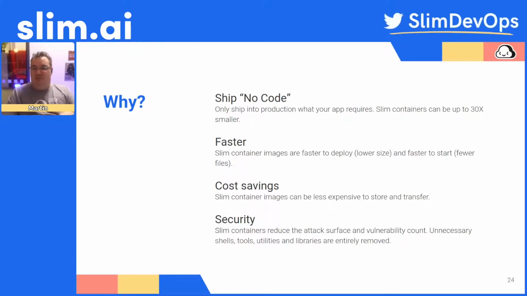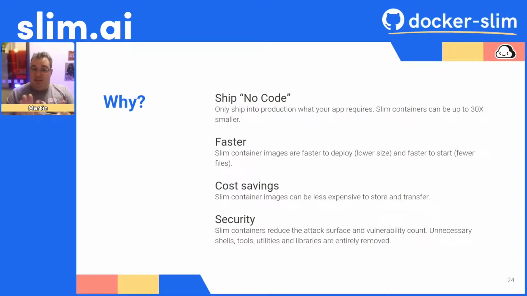So you may be familiar with Kelsey Hightower's no code parody GitHub project. So ship no code, deploy nowhere. This is the aspiration of DockerSlim. Only ship to production what your app actually requires, and your Slim containers can be up to 30 times smaller.